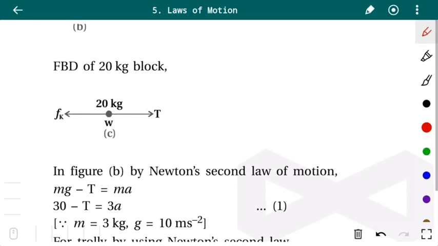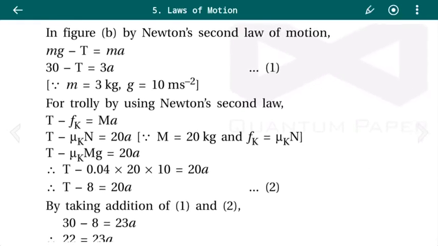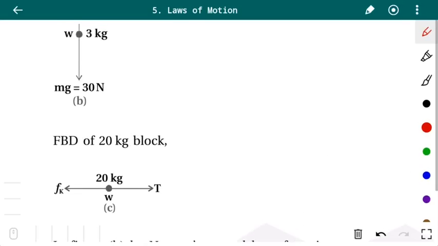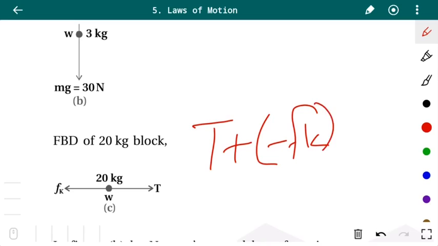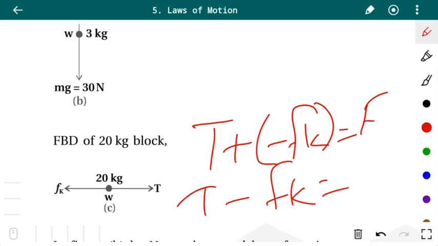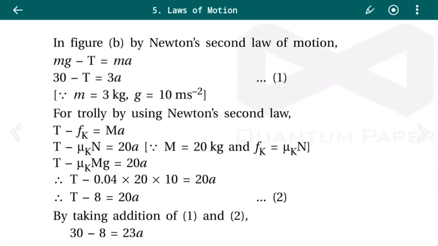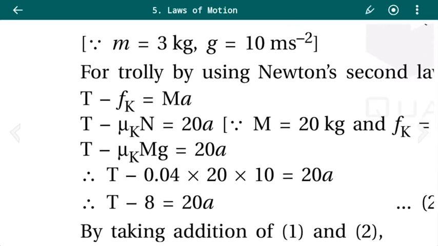For the trolley, we can say the total force, that is tension T in the right hand direction, plus kinetic friction in the opposite direction, equals the resultant force. So we can write T minus Fk equals force, that is ma, but here we are taking the mass of the trolley into acceleration. So the equation now becomes T minus Fk equals Ma.